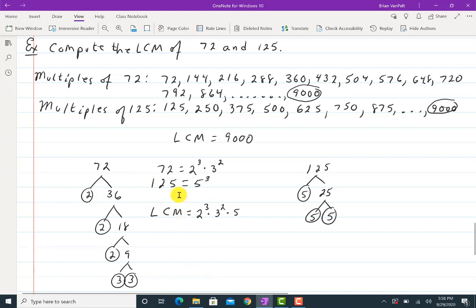And then finally, I'll need 5 to the third power for the 125 to go in. And then when you multiply this all out, I get 8 times 9 times 125, and I think that is 9,000.